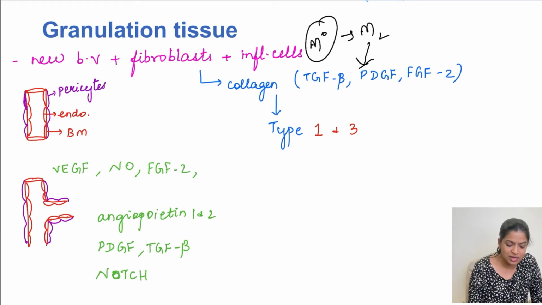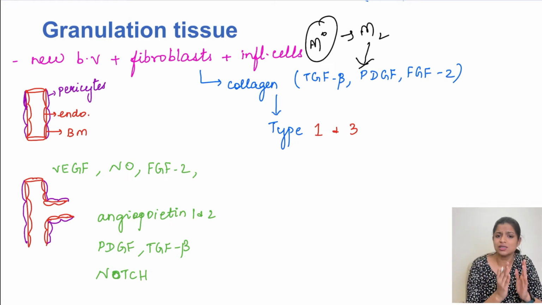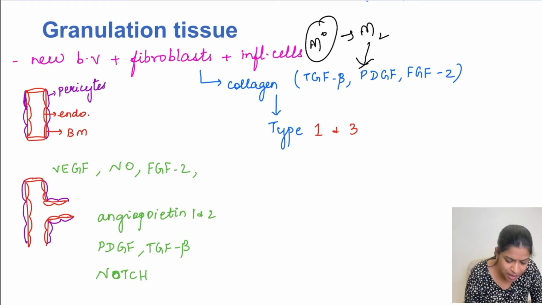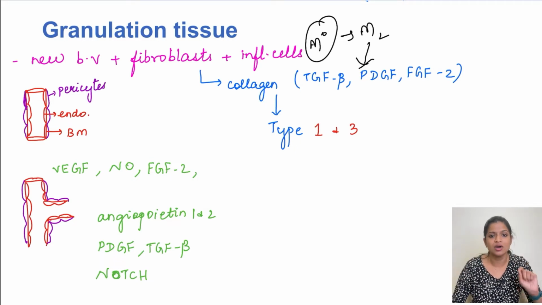So we'll start with the first component of the granulation tissue, which is the new blood vessels. The formation of new blood vessels is called neoangiogenesis. For a new blood vessel to form, it is going to sprout from a previously existing blood vessel only. So in this diagram, first diagram, if you appreciate, the endothelial cells are the ones which are lining the inside of the blood vessel, and the basement membrane will be there. Then, outer layers: if it's a capillary, we'll have a pericytic layer, and if it's an artery or a vein, you are going to have a smooth muscle layer.